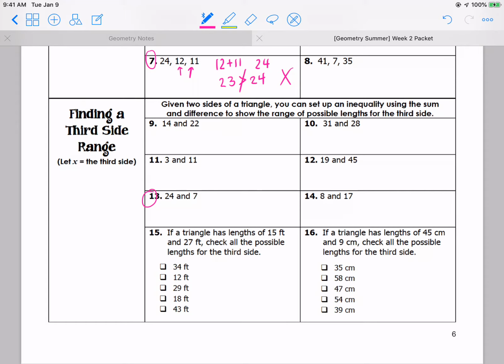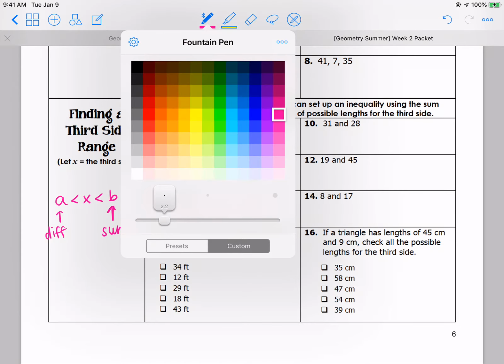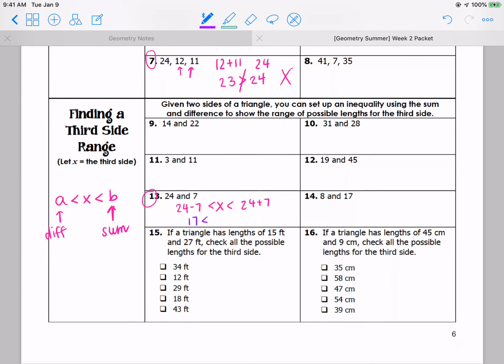Now we're going to be finding the third side's possible range. So let me write it here. Remember, A is the difference, B is the sum. So I'm going to be putting my x in the middle, add up the numbers on the right side, and subtract the numbers on the left side. My final answer is going to be 17 less than x less than 31. And that's it.